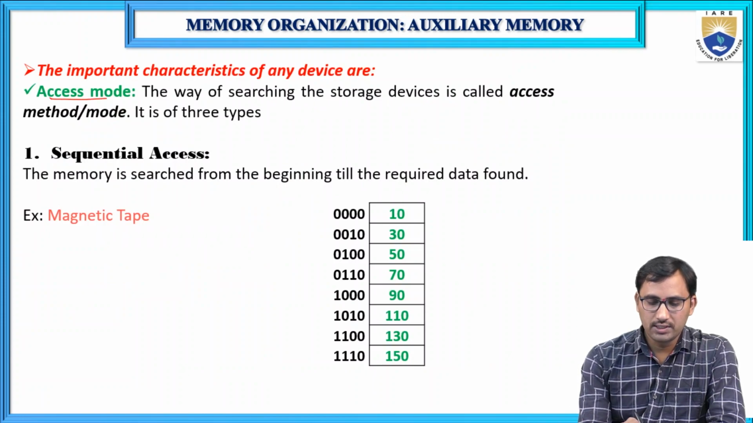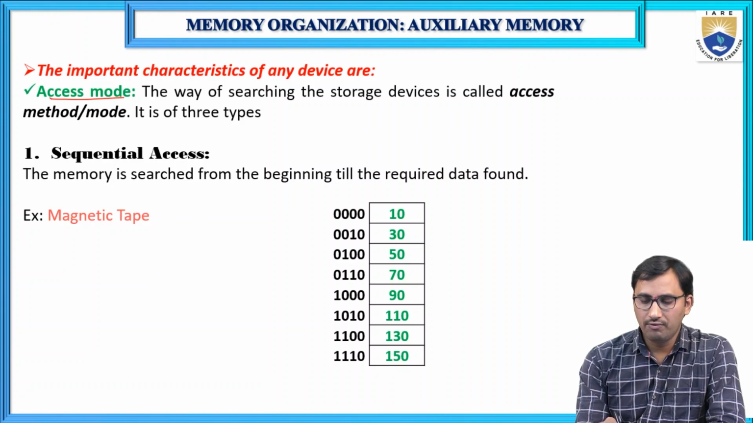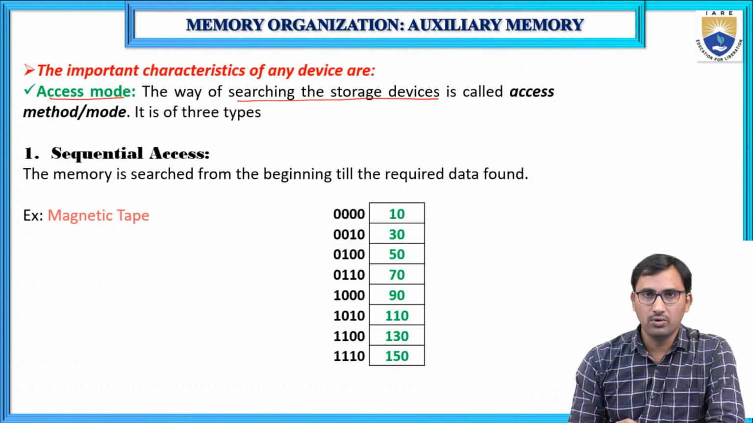So first we will see what is access mode. Access mode is the way of searching the storage devices. It is called access method or access mode. That means it is a way of searching the storage device. So the way of searching the storage device is called access mode. So we have several access methods or modes.